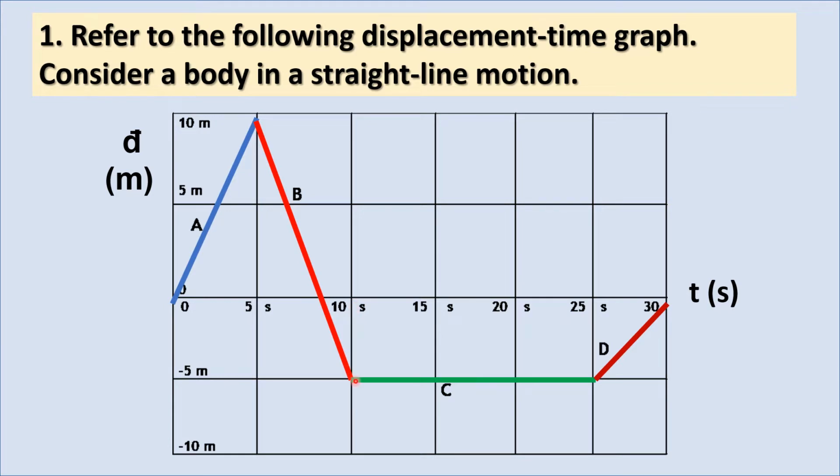For graph line C, it starts from 10 seconds up to 25 seconds, right? That is graph line C, a perfect horizontal graph line. And for the last segment, we have segment D, which starts from 25 seconds to 30 seconds. All right. So this is our basis for answering the first question.